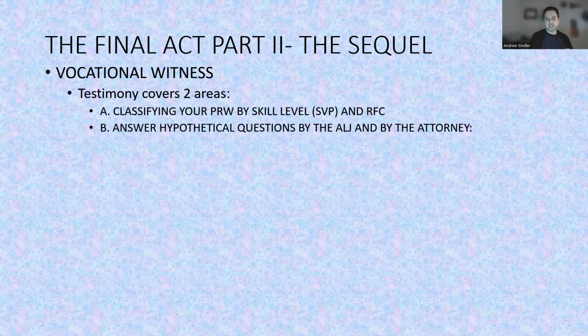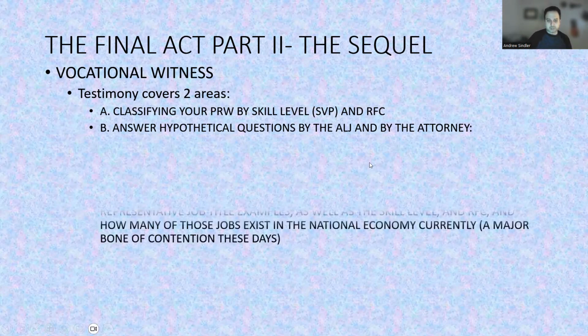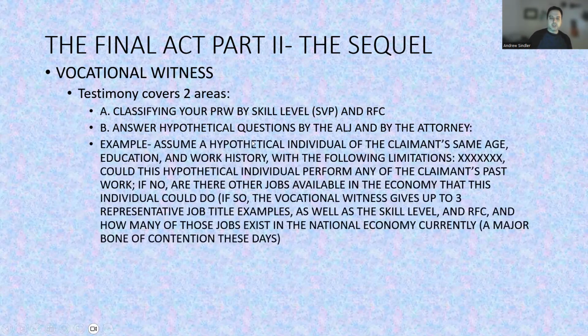The rules and regulations don't allow them to, because you don't know this person from the next person and vice versa. So you wouldn't want some random stranger that you've never met, had any dealings with, telling you your business. So instead, the way they do it is this. The judge will ask one or more hypothetical questions that sound something like this. Assume a hypothetical individual of the claimant's same age, education, and work history, and assume they have the following limitations.